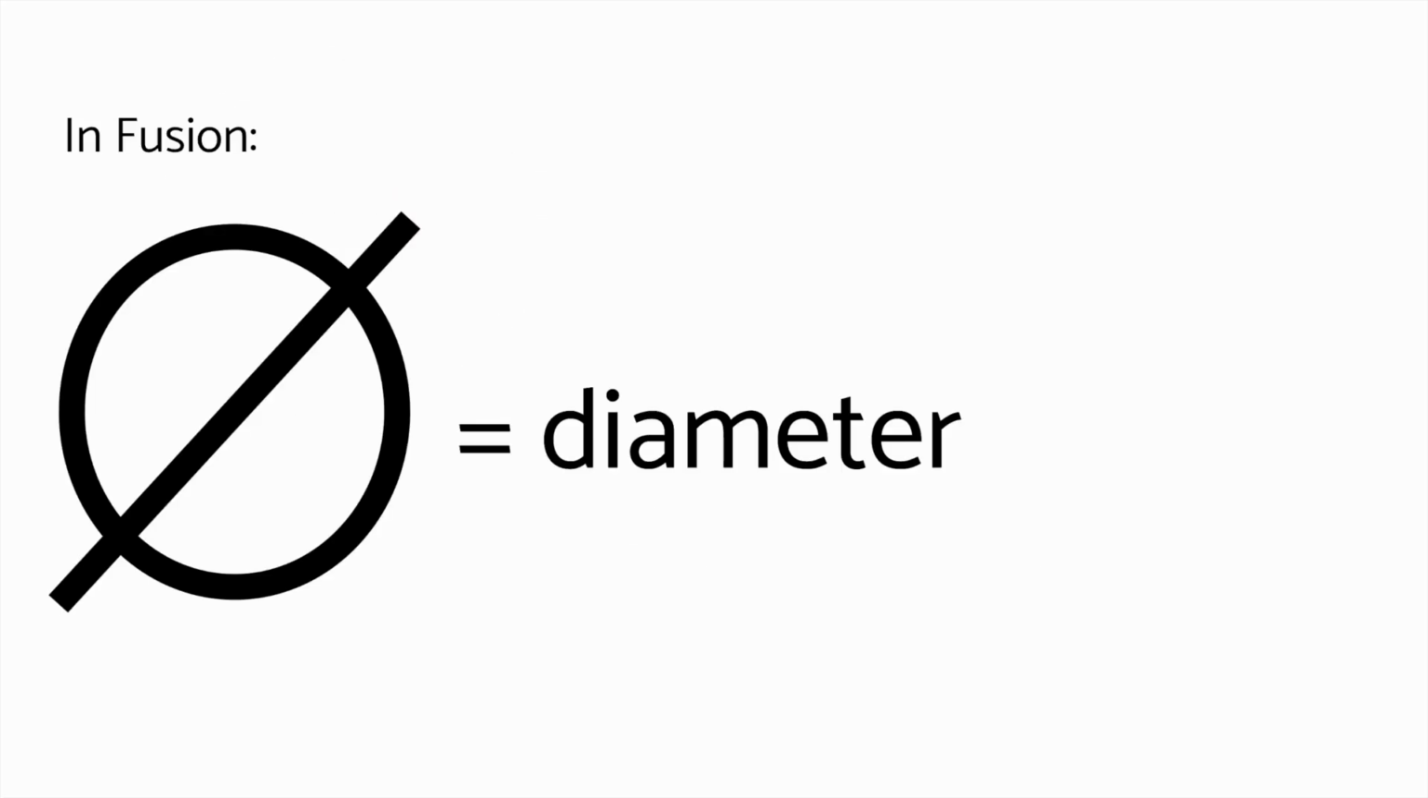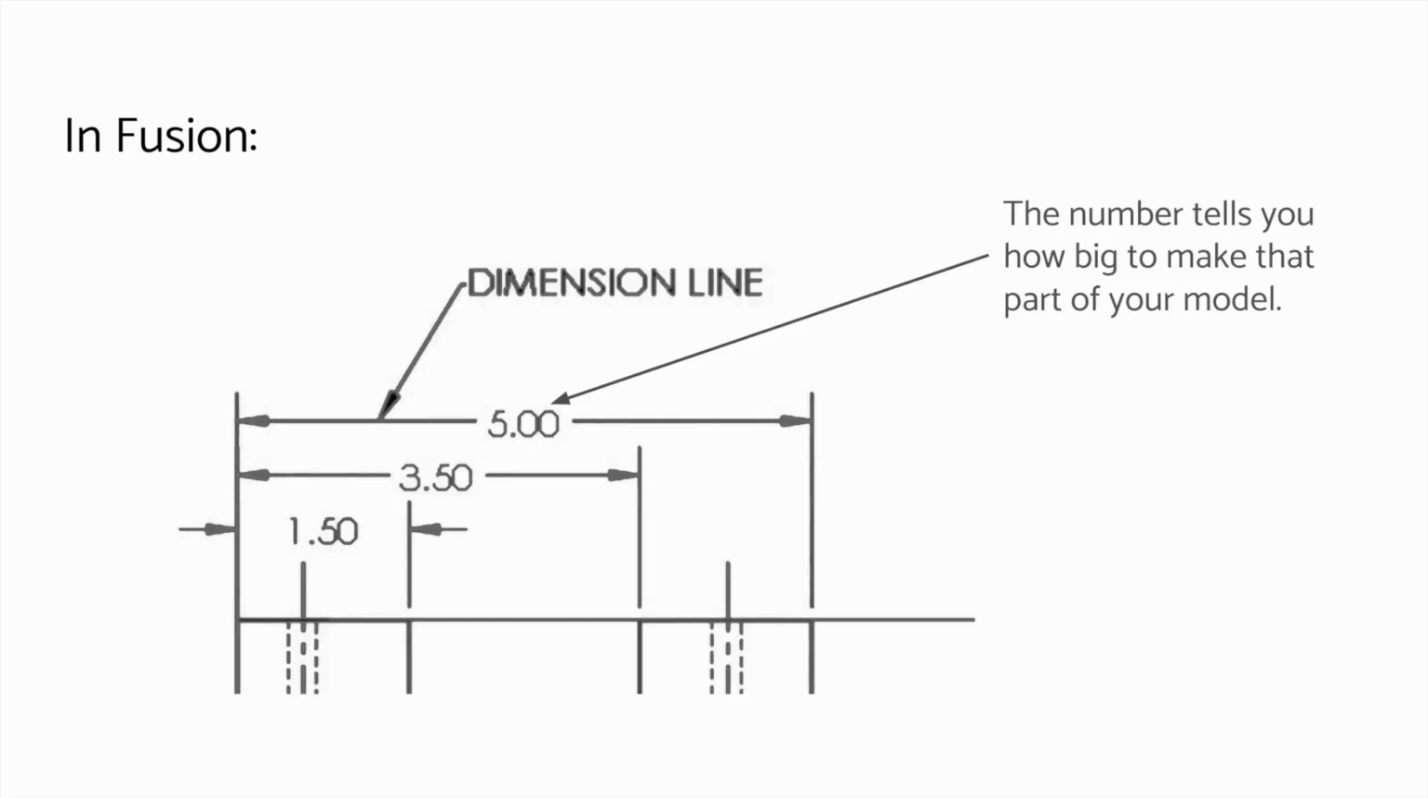In Fusion, this symbol means diameter. So when you see that symbol on a dimensioning sheet, it's telling you that the circle's diameter is that length, whatever it's equaled up to. You'll see it later in the video. So the long lines with the arrows pointing to them and the number in the middle, that's a dimension line. That number tells you how long that line or side of the shape is.